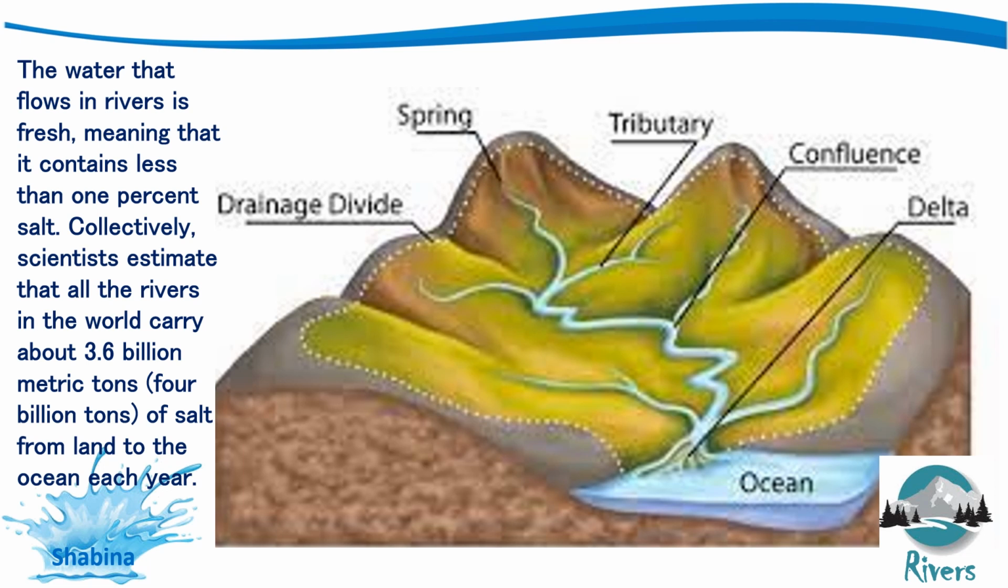And this whole area from the source to the ocean is known as drainage basin. The water that flows in a river is fresh, meaning that it contains less than 1% salt. Collectively, scientists estimate that all the rivers in the world carry 3.6 billion metric tons, 4 billion tons of salt from land to the ocean each year.